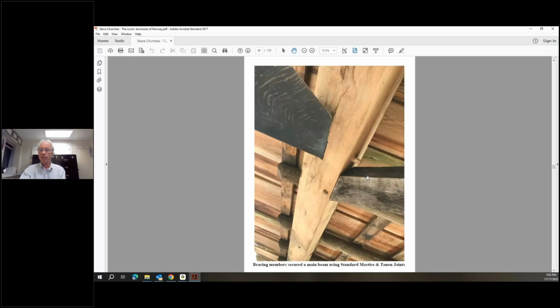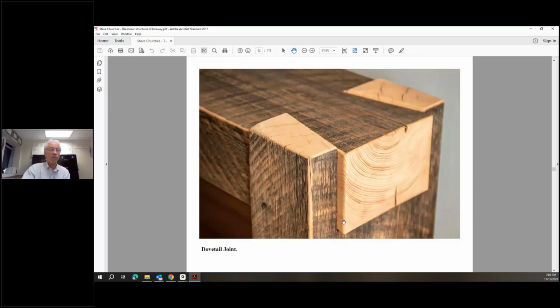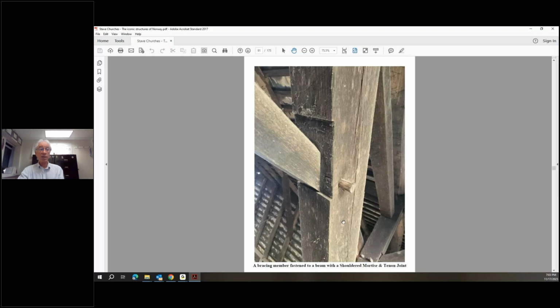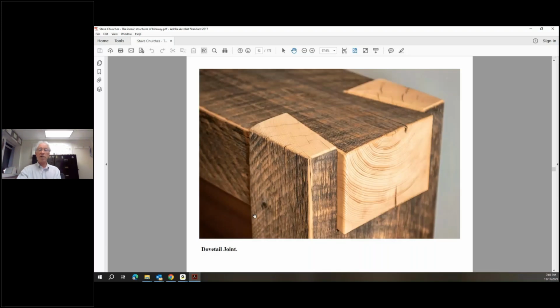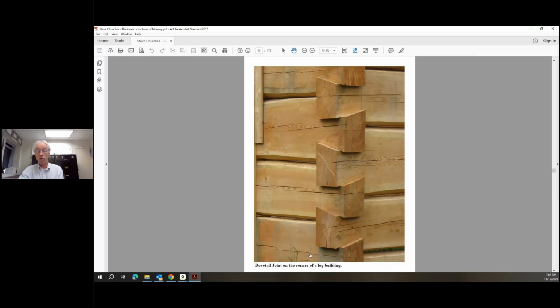All right, so here's a detailed view of two mortise and tenon joints, and these are standard. And you'll see the pegs going through there and the peg going through there. This is a bracing member going into a shouldered joint. So that little notch there is the shoulder. All right, and there's the peg. Here's a dovetail joint. Okay, and then here is a dovetail at a building corner.